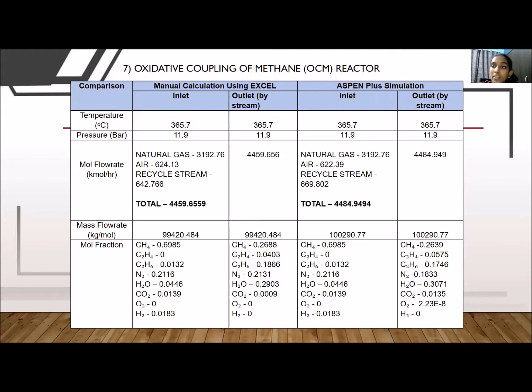And also the mass flow rate differs due to the difference of molecular weight used in the Excel and Aspen simulation. In Excel, we refer to a journal, however, Aspen has its own built-in molecular weight.